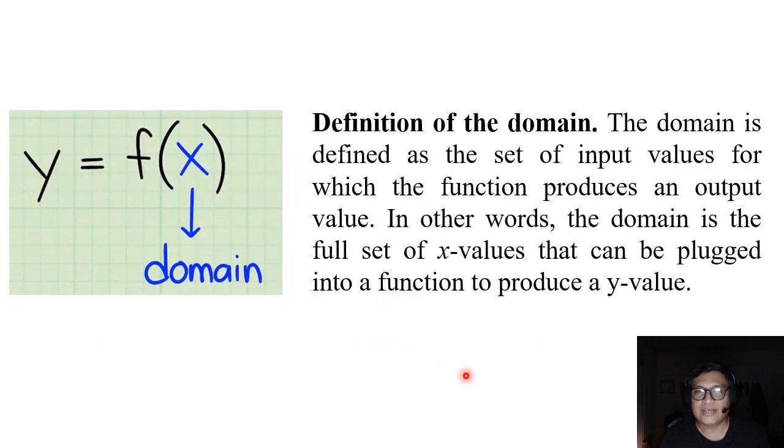So first, how are we going to define what the domain of a function is? The domain is defined as the set of input values for which the function produces an output value. In other words, the domain is the full set of the x values that can be plugged into a function to produce a y value.